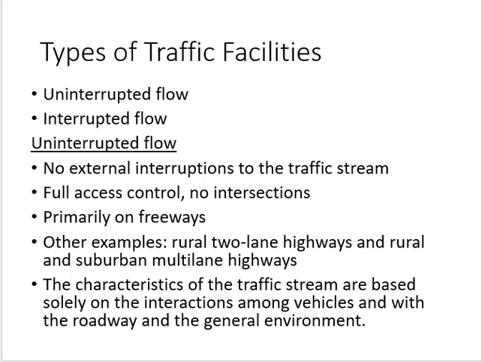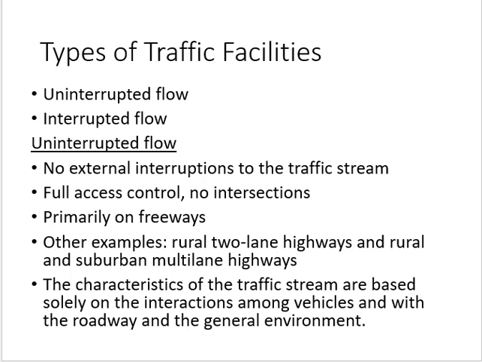Okay. So one of the types of uninterrupted flow highways is called the freeways. Okay, so freeway is a type of uninterrupted flow facility. Another types of uninterrupted flow facilities are rural two-lane highways and rural and suburban multi-lane highways. So all of them are different types of uninterrupted flow facilities.